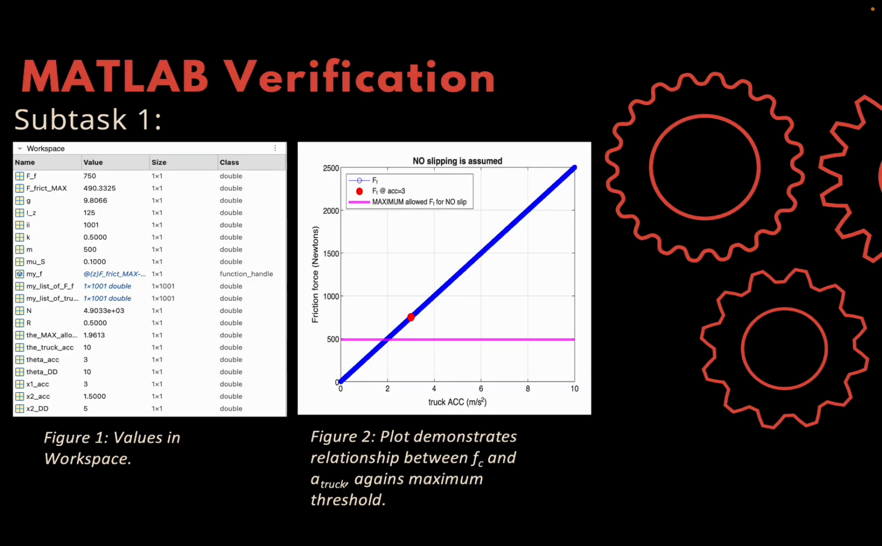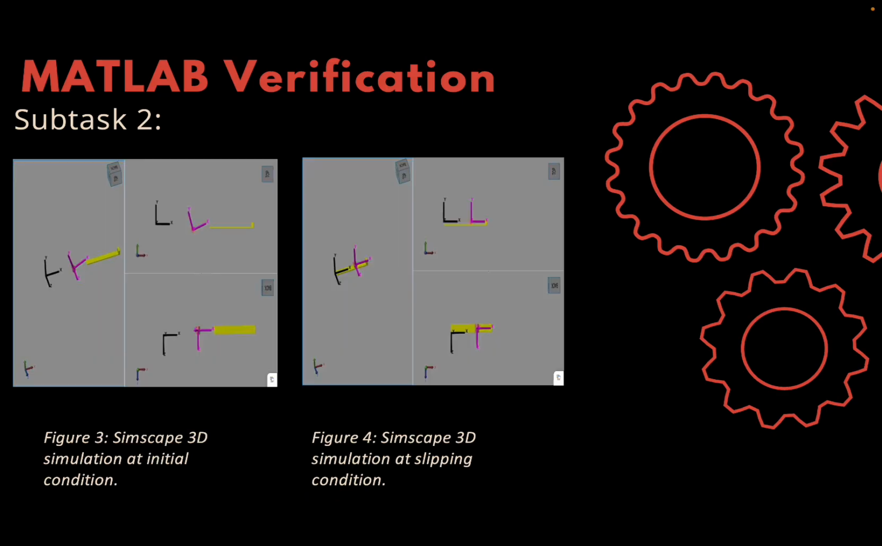To verify the analytical results, we implemented the equations in MATLAB. The workspace calculates the system variables, including friction force, center acceleration, and angular acceleration. The plot compares the friction with the maximum friction threshold, allowing us to determine whether slipping occurs. We also create a Simscape 3D model to visualize the motion of the spool under different conditions.